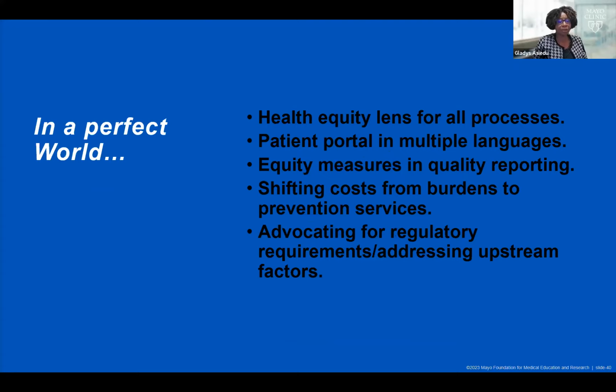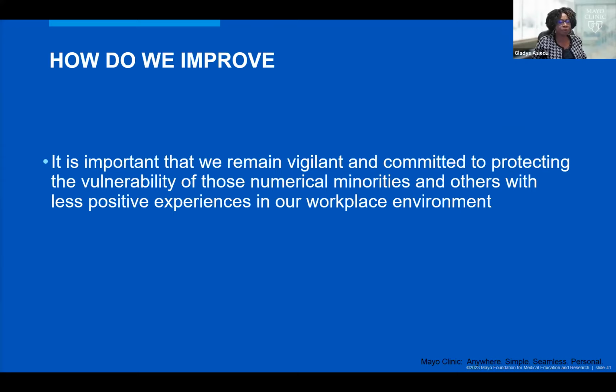So in a perfect world, we would all use a health equity lens for all processes: patient portal in multiple languages regarding this patient aspect, equity measures and quality reporting, advocating for the regulatory requirements, and addressing upstream factors. So how do we improve from here? To sum up, it is important that we remain vigilant and committed to protecting the vulnerability of numerical minorities and others with less positive experiences in our workplace. And their experiences are very important as well.